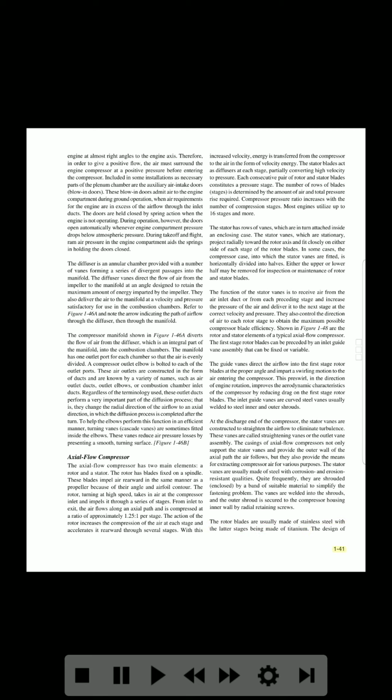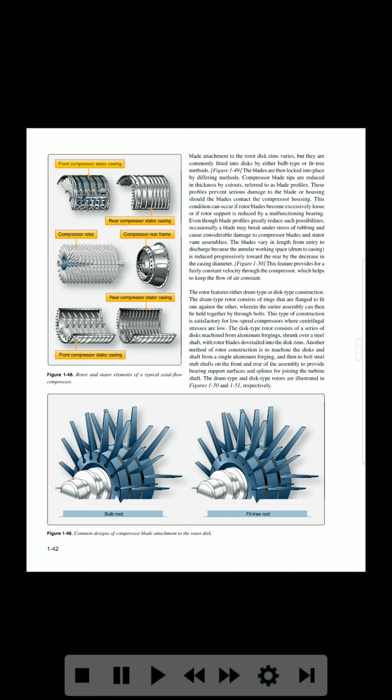The design of 1-41. Front compressor stator casing. Rear compressor stator casing. Compressor rotor compressor rear frame. Rear compressor stator casing. Front compressor stator casing. Figure 1-48. Rotor and stator elements of a typical axial flow compressor.